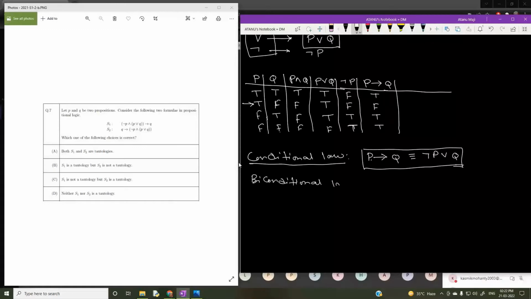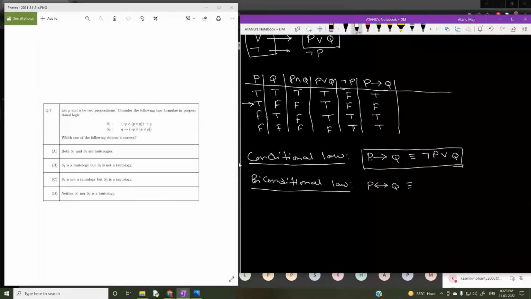That is the biconditional law. What is that? The symbol for that will be this double arrow. If we use the right arrow, that is the conditional symbol, basically conditional connecting. If we use both arrows, that is the biconditional symbol. So that means actually P implies Q and Q implies P, both are happening together.